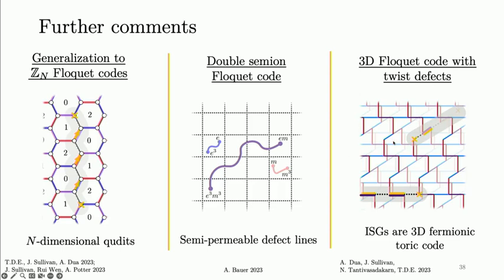Lastly, we also have a construction of Floquet codes in 3 dimensions, and these codes exhibit a point-like emergent fermion. Similarly, you can condense these point-like emergent fermions along a path to produce twist defects in this 3-dimensional setting.